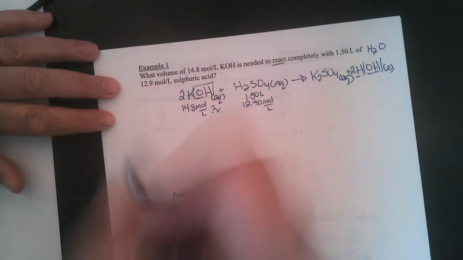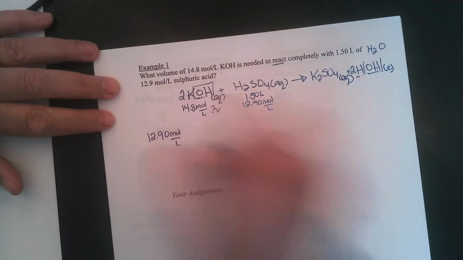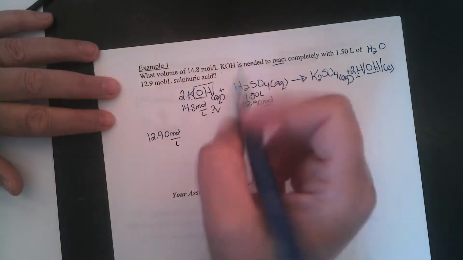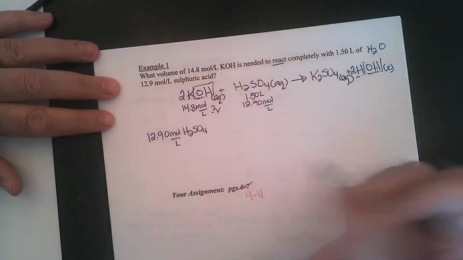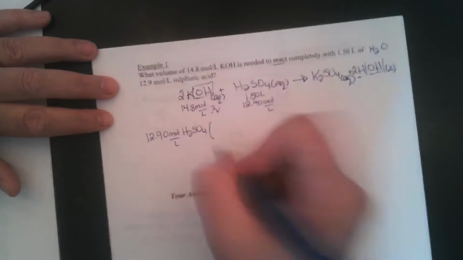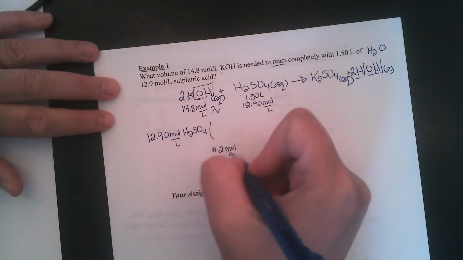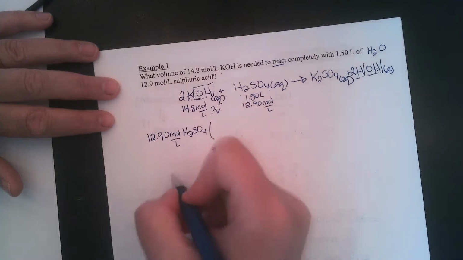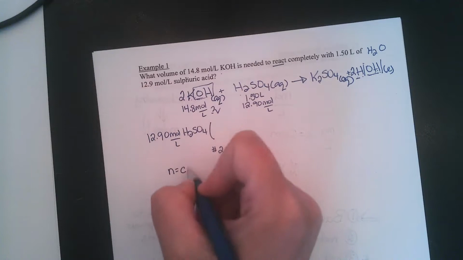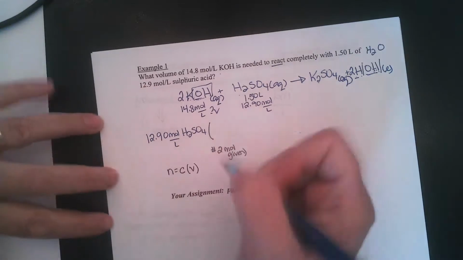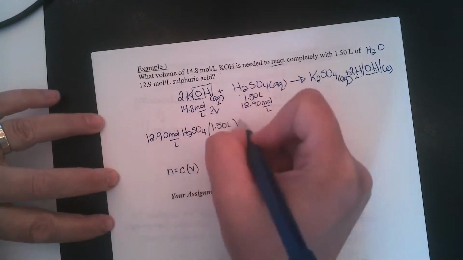Okay, so we're always going to start with what we were given. We were given 12.90 moles per liter, a concentration of sulfuric acid. And we were also provided the volume, because the first step that we need to get to is moles given. In order to find moles, we are going to multiply our concentration by our volume. So I'm going to go 1.5 liters here.